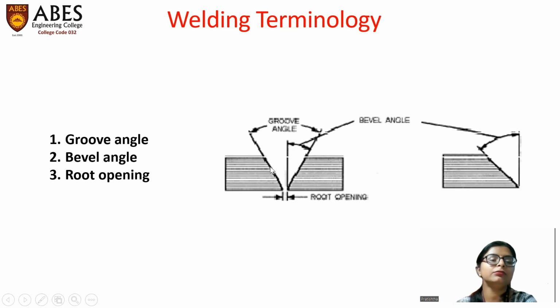The next term is bevel angle. If we consider this single plate, here is the angle. At this angle, the edge of the plate is machined. So the angle between the edge of the prepared plate and the imaginary vertical plane is known as the bevel angle. Root opening is the horizontal distance or gap between the two plates at the bottom side of the plate. Obviously, these are the plates which are to be welded.